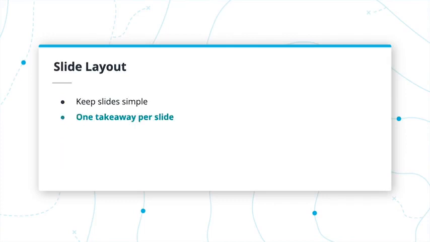Another thing related to keeping your slides simple is that you want to have one key takeaway per slide. This is because people will start reading the slide as soon as they see it. So you want to keep all of the context focused on the key point that you want to get across. And then once you've covered everything, then you can move on to your next key point.